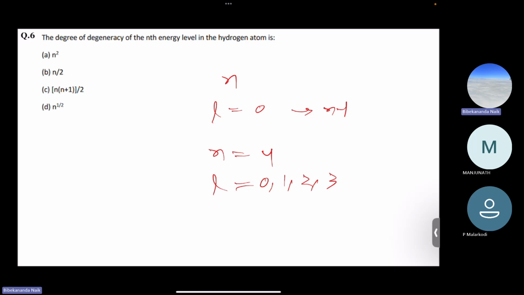For a particular value of n, L has n values, from 0 to n minus 1. So if n is 4, then L has 0, 1, 2, 3. So there are 4 levels, and in each level the value of L is different. However, as long as n remains the same, the energy for all these levels remains the same. That's why the concept of degeneracy comes into the picture, because degeneracy means there are different levels but they have the same energy. Those energy levels are called degenerate energy levels.